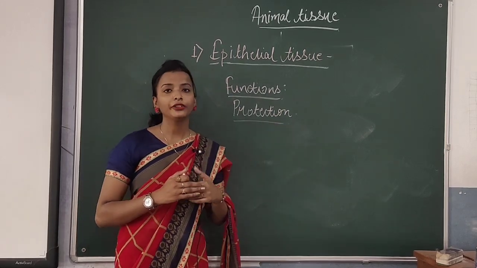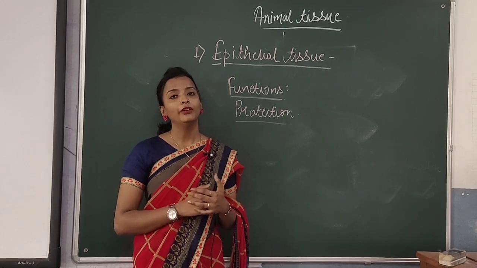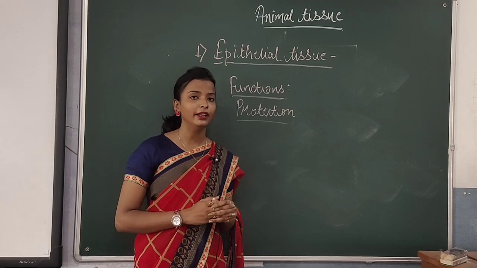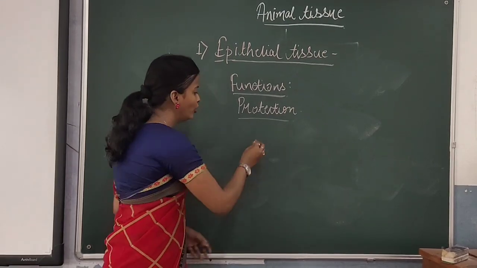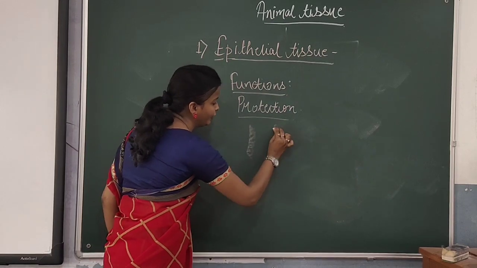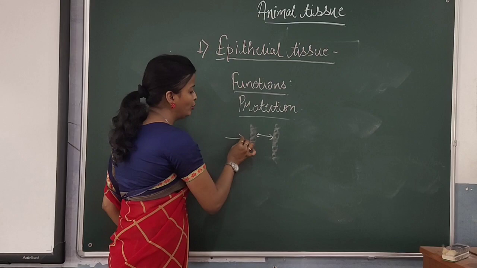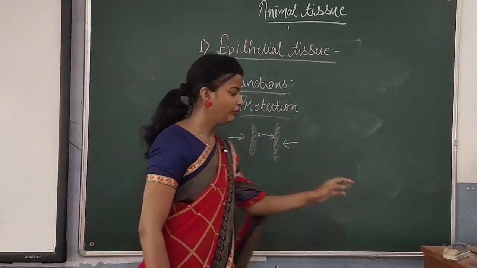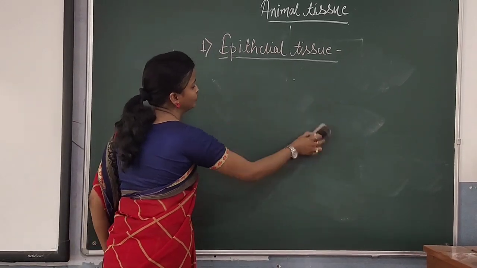Like the skin, because it is present at the epidermis or outer layer of the skin. When we talk about the outer covering of the organs, similarly it protects the internal organs also. Any organ is provided a protective covering, so the internal organs are not affected by outside factors. So it acts as protection. This is the main function of the epithelial tissue.